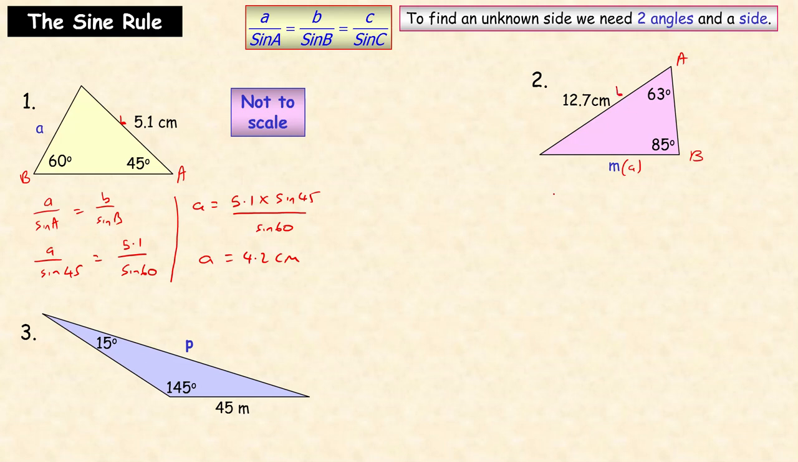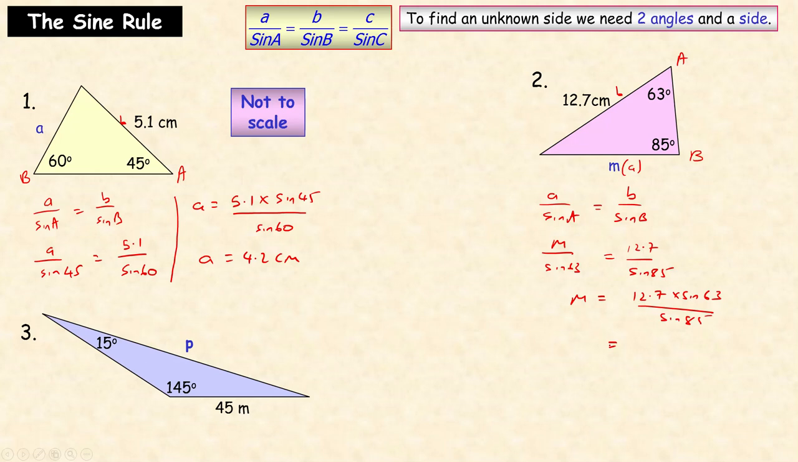So we use our formula again. a over sine A is equal to b over sine B. So a is equal to m, so we can call that m divided by sine of 63 is equal to b, 12.7, divided by sine of 85, which is B. Rearranging, that sine can go up to the top there, so m is going to be equal to 12.7 times sine 63 divided by sine 85.